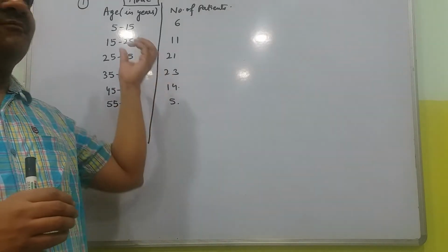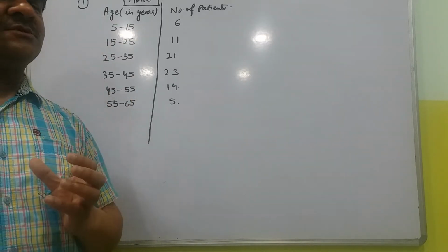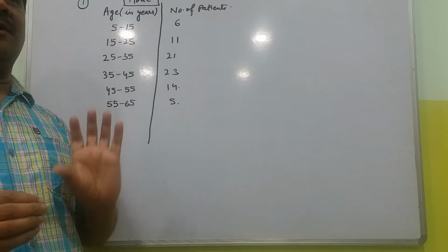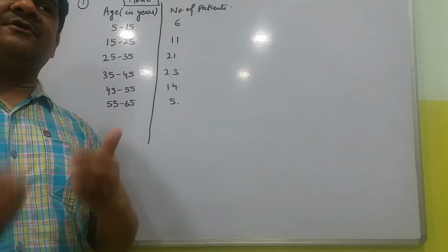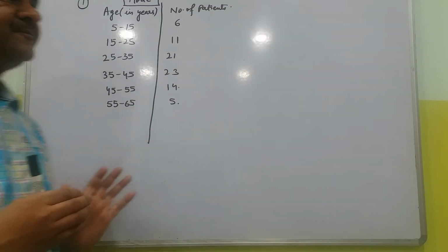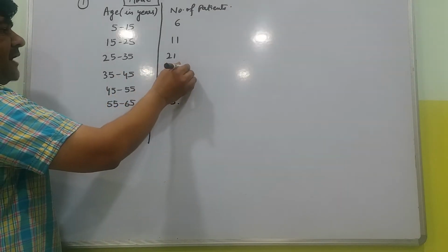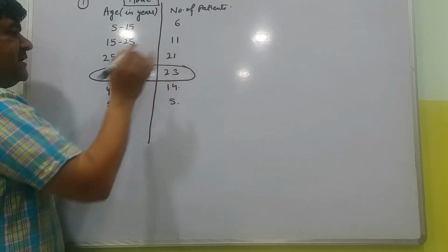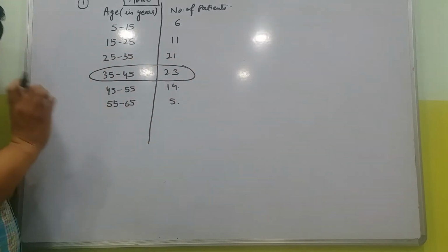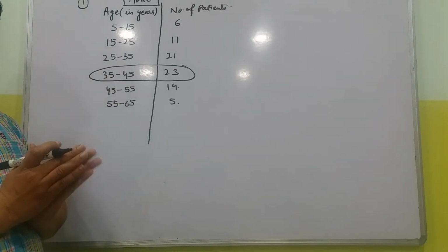Here the data is wide and we are dividing it into groups. So today we are going to learn how to calculate the mode of grouped data, right? What you have to do is first find that class interval which has maximum frequency. See here, 23 is the frequency of the class interval having maximum frequency.